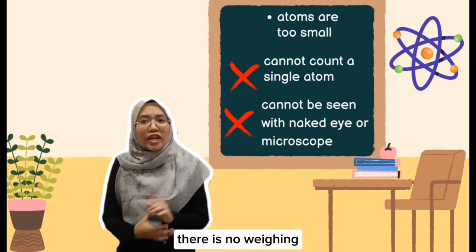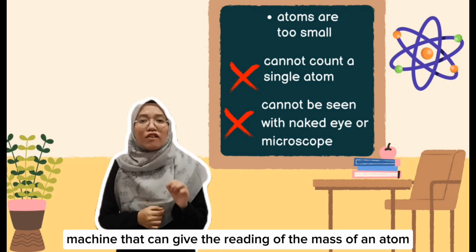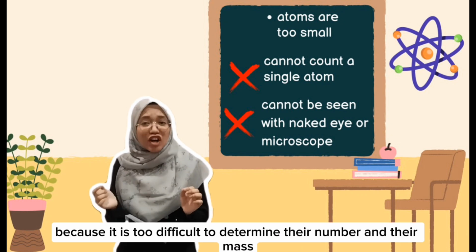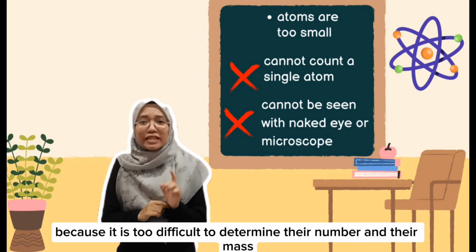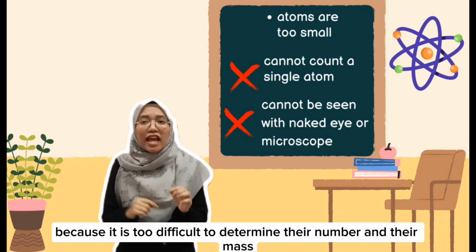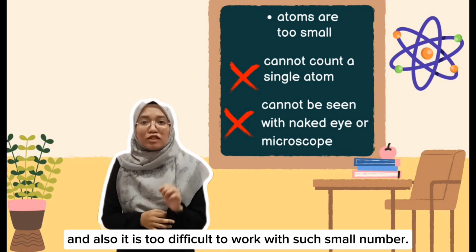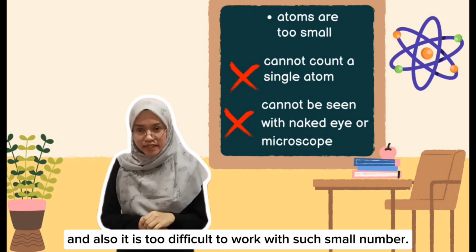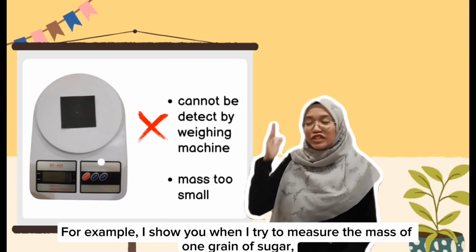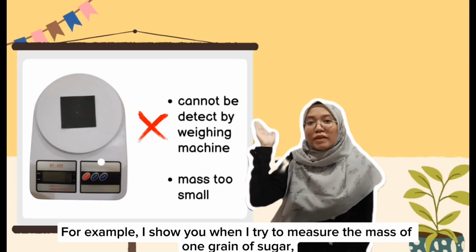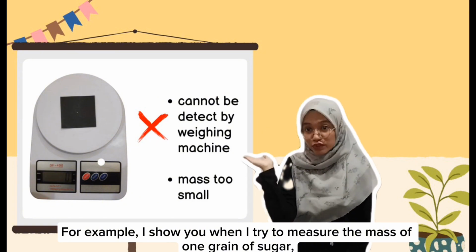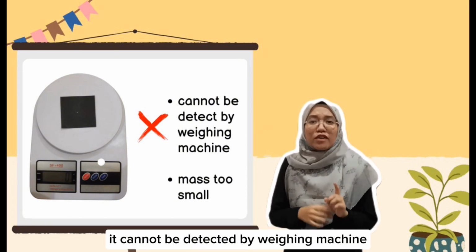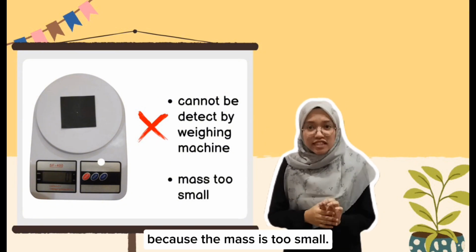Hence, there is no weighing machine that can give the reading of the mass of an atom, because it is too difficult to determine their number and their mass, and also it is too difficult to work with such small numbers. For example, when I try to measure the mass of 1 grain of sugar, it cannot be detected by a weighing machine because the mass is too small.